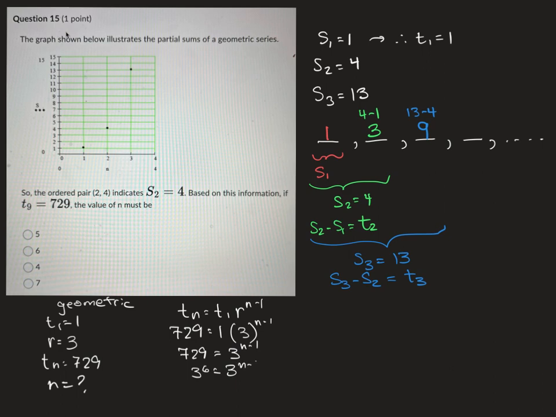And now that we have one power equals another power, 3 to the 6 equals 3 to the n minus 1, and the bases are both equal being 3, that would mean therefore that the exponents would have to equal: 6 equals n minus 1. And now it's a simple equation, you just add 1 to both sides, and we get n is equal to 7 would be your answer.